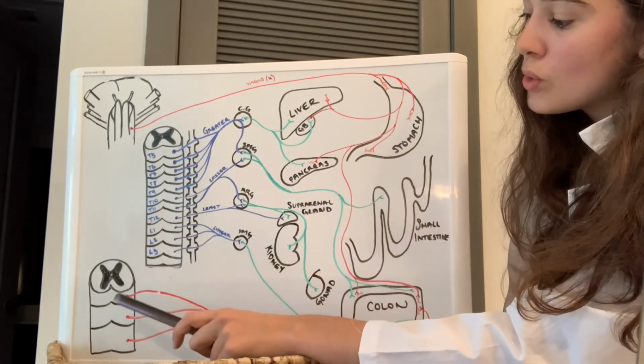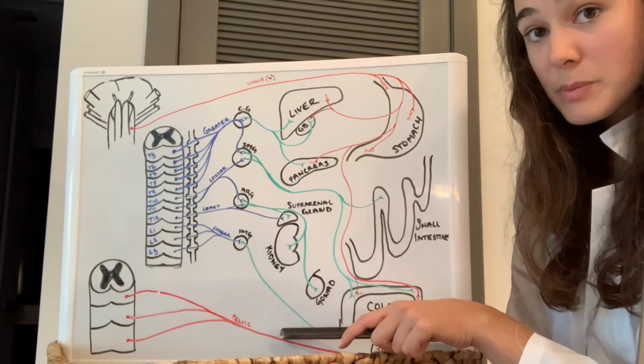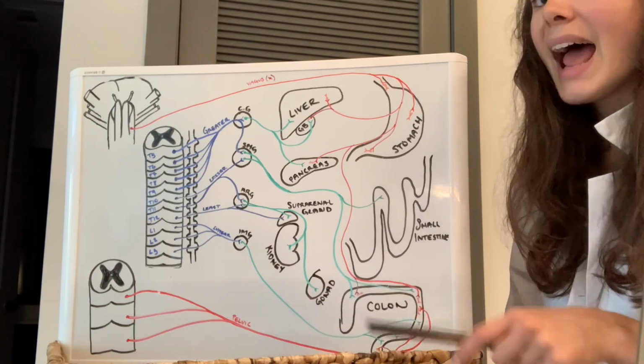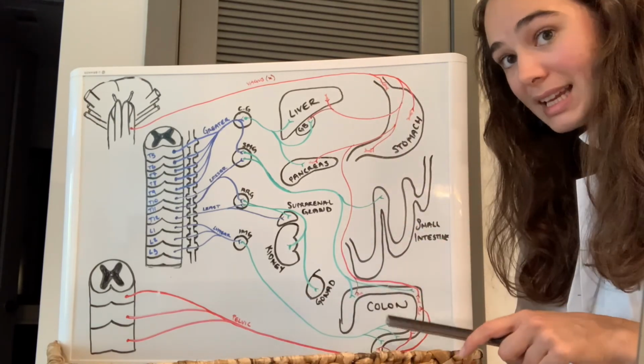Finally, in S2, 3, and 4, we have the pelvic splanchnic nerve, which innervates the colon, and like the vagus nerve, it synapses in its target organ.